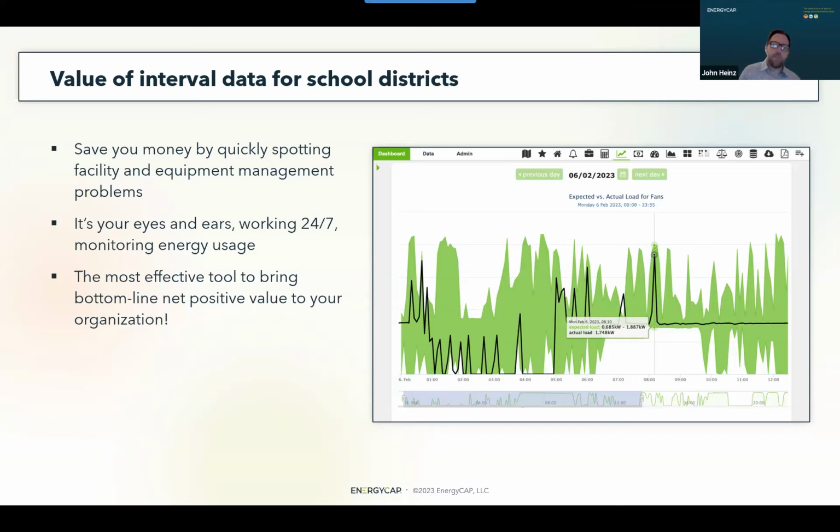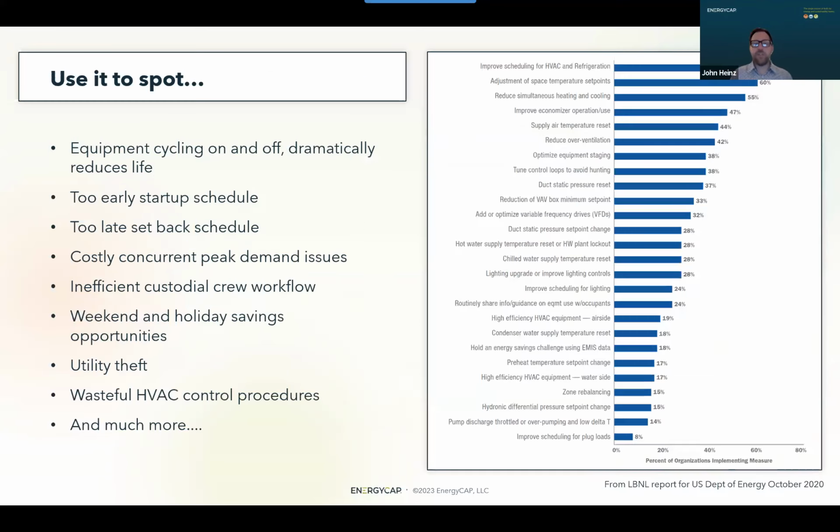A utility bill is great, but it's a 30-day snapshot of what your behavior is for your building. And generally, bills are looking holistically at total building consumption. Interval data lets you do a deep dive. It lets you spot equipment issues, like cycling on and off. It helps you identify scheduling problems.